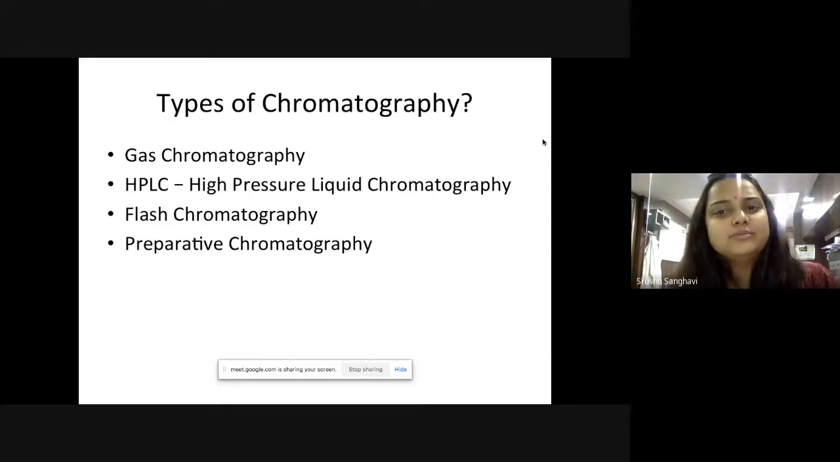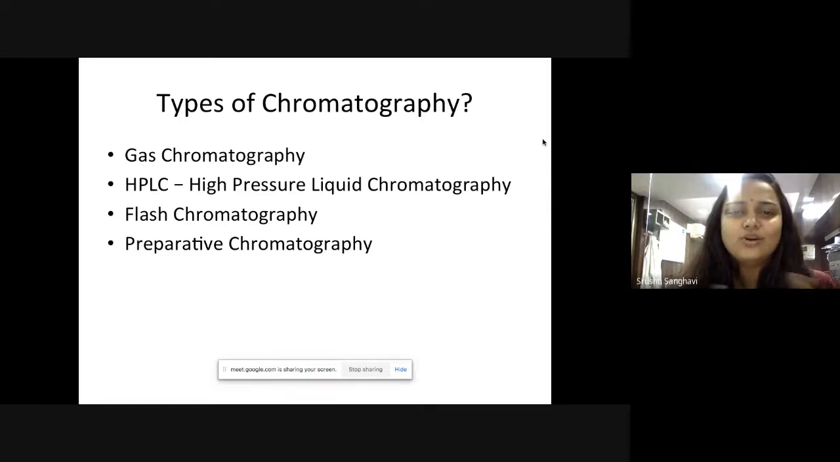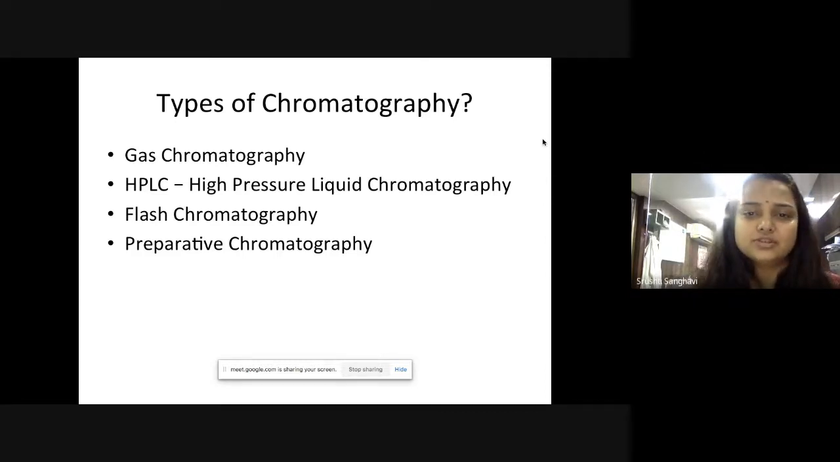Okay, so types of chromatography. We've read a lot of types of chromatography. I'm assuming that all of you have done paper chromatography in 12th standard or something like that. You would have at least heard of HPLC, high pressure liquid chromatography, and gas chromatography, right? There are also a lot of other types of chromatography, but today we are going to specifically talk about gas chromatography.